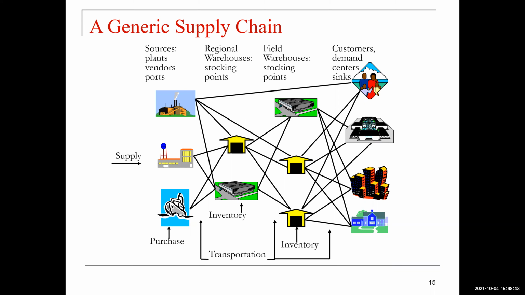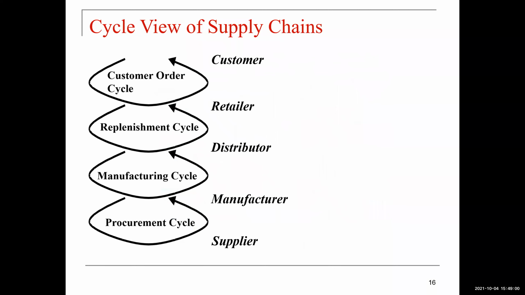So we have the purchase, transportation, and inventory happening in between. After those are moved through the supply chain, we keep inventory and they're moved to the right location at the right time.